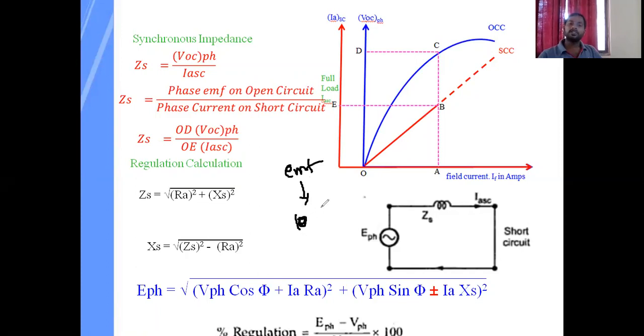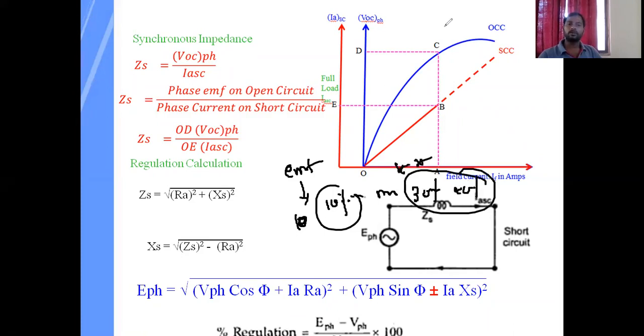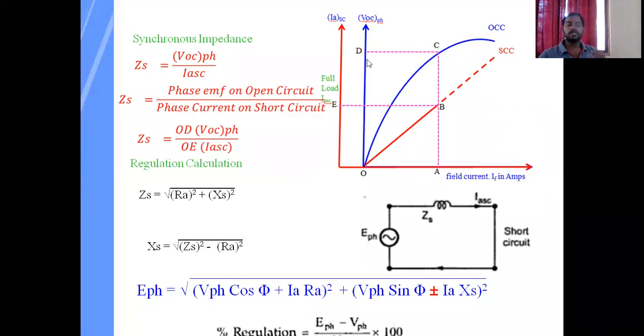For example, if the voltage regulation of the alternator is 10%, it will give more voltage regulation, nothing but 30% or 40% like that. So this is a good one, no problem. But in the MMF method, if the voltage regulation of the alternator is 10%, that will give less than 10%, nothing but 5%, 4%, 3% like that. That's why, using OCC characteristics and SCC characteristics data, we can find the voltage regulation by using the EMF method. This is also called the pessimistic method.